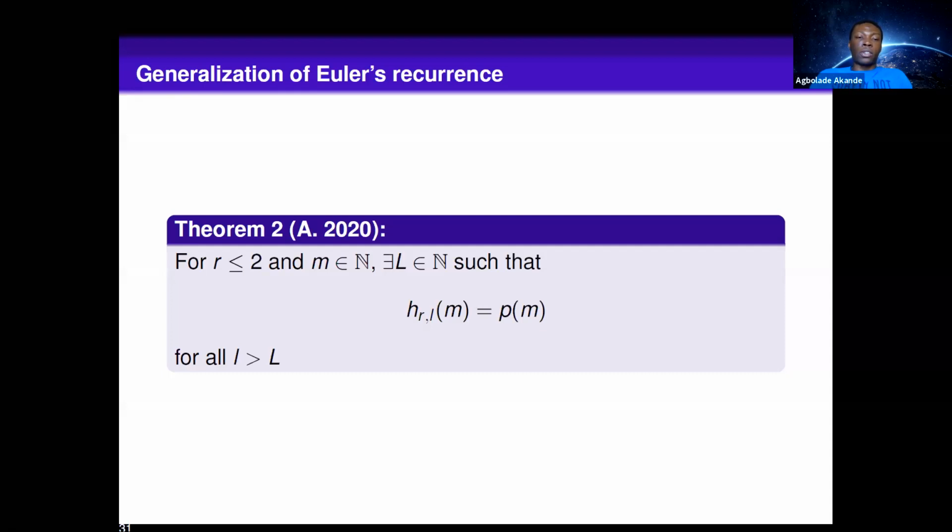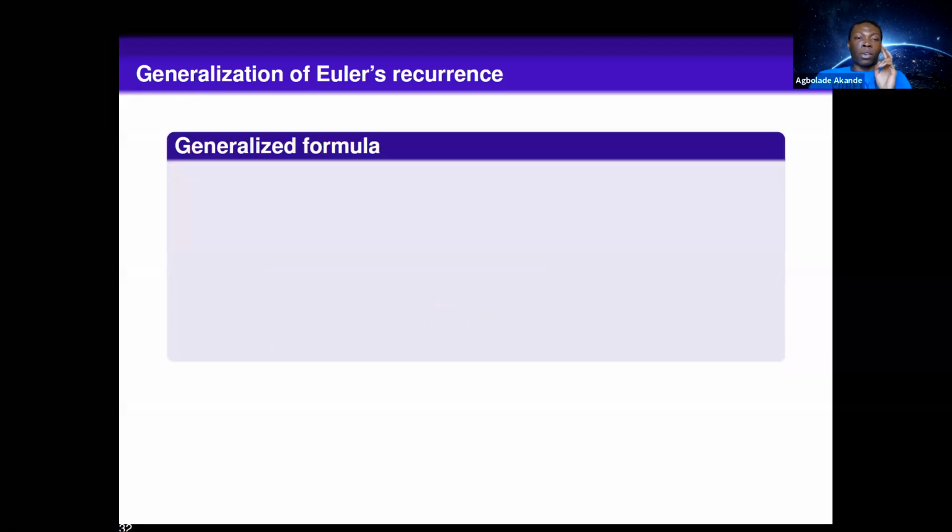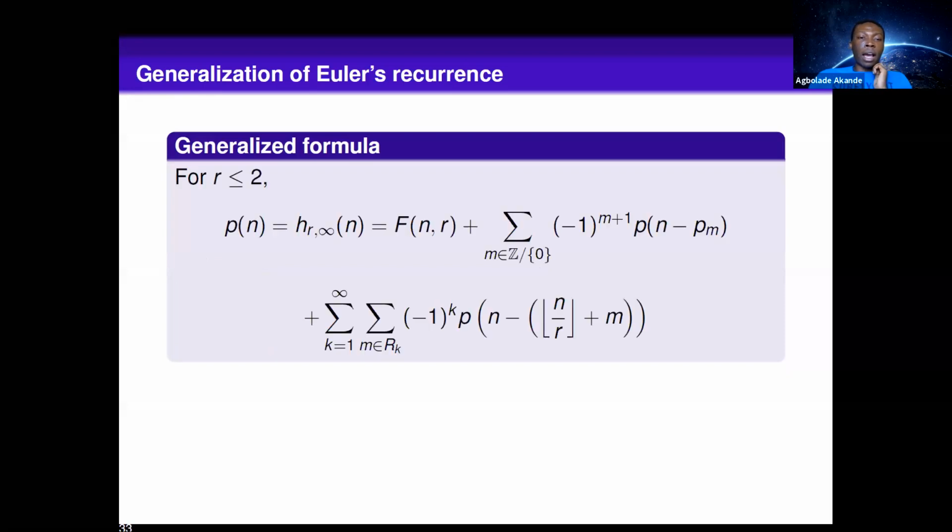Since you could do this by the definition of limit, we could just take the limit of this as L approaches infinity. And by this extension, which I'm going to call a generalized formula, if R is less than or equal to 2, P of N is equal to the infinity version of this. And this is the actual formula for this. I'm going to call this F of N R. I'm also not going to tell you what this is. It's very extensive. Plus this, which looks familiar.